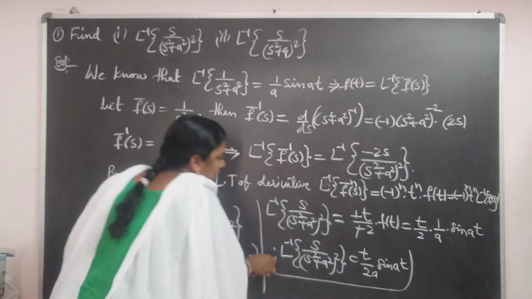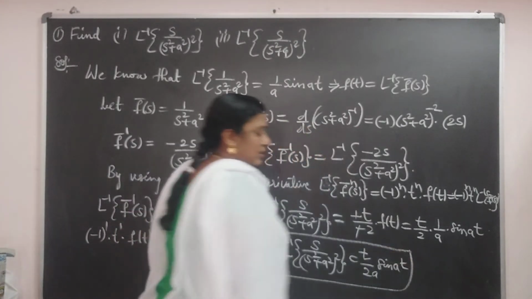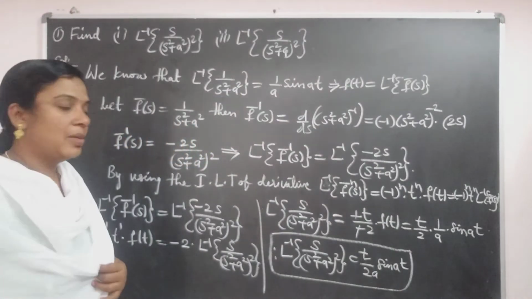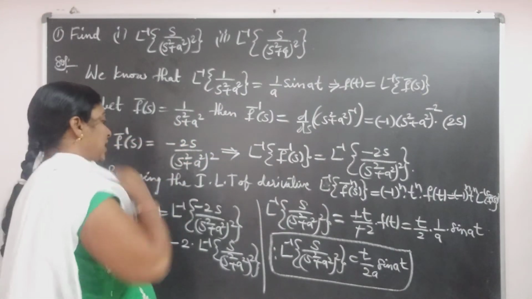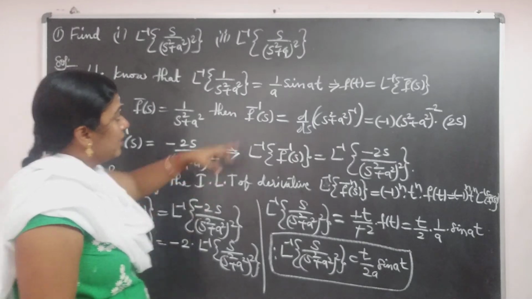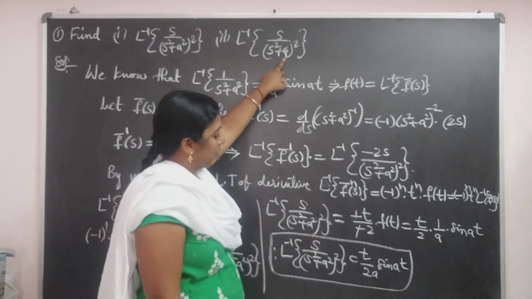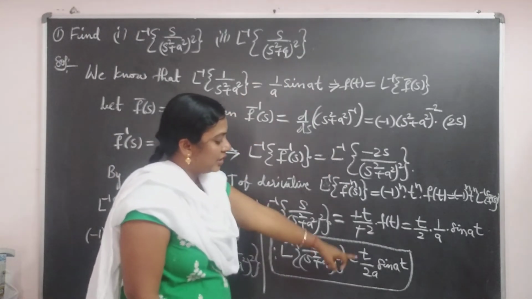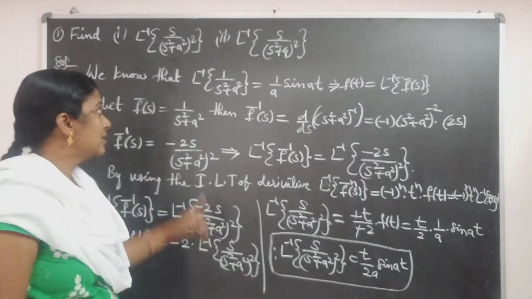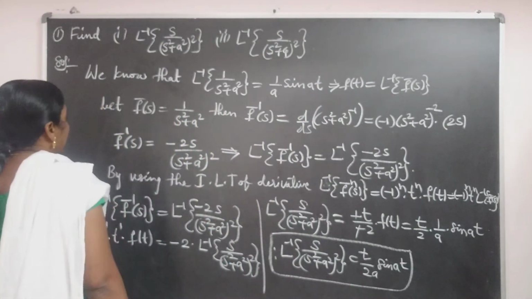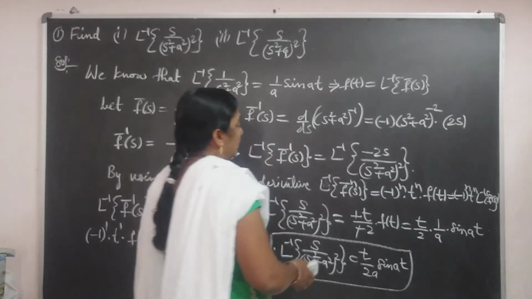It is the inverse Laplace transform of the first problem. Similarly, we can take a equal to 2, then that is t by 4 sin 2t, which is the second problem. Again, we can solve the second one.